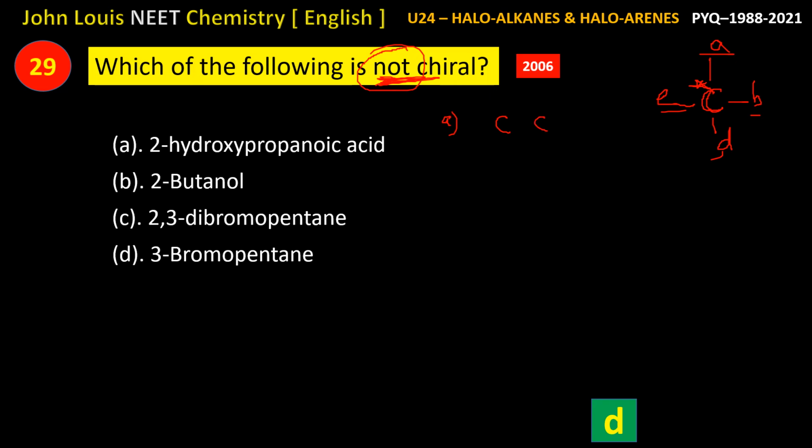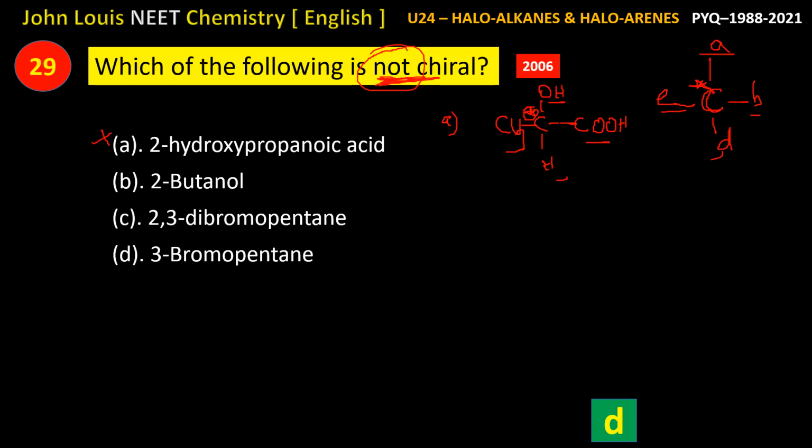The 2-hydroxypropanoic acid. 1, 2, 3, propanoic acid and 2-hydroxypropanoic acid. Therefore the other bonds, so here it should be bonded to hydrogen and here it should have 3 hydrogens. So this carbon is bonded to 4 different groups, OH, COOH, H and CH3. Therefore this is having a chiral carbon. Therefore this is not the correct answer.